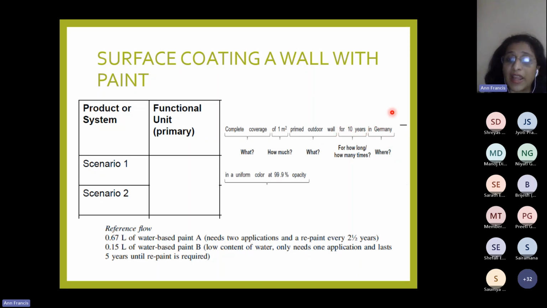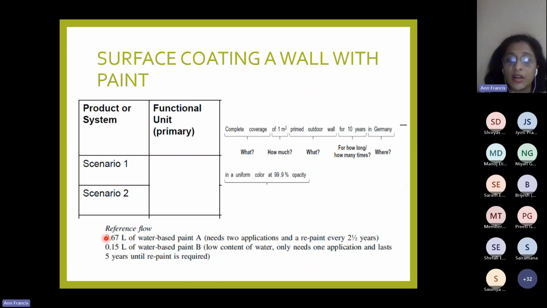Why is the place important? Because location is important in terms of the impact that the paint is going to have. It's an outdoor wall, so what is the weather there? How many times would it have to be reapplied in that particular place? All of this is important. And in a uniform color of 99.9% opacity. So this kind of specificity is given in terms of functional unit here.